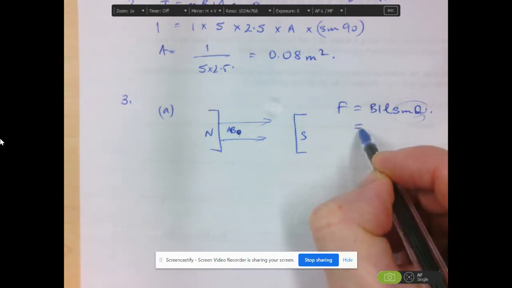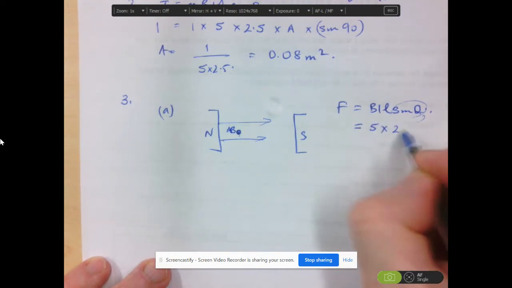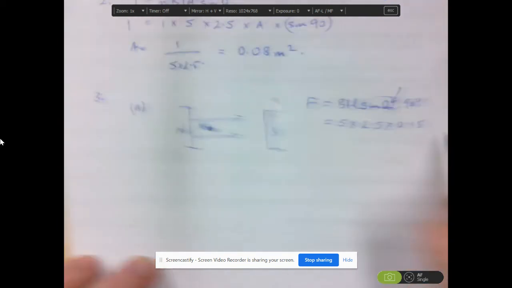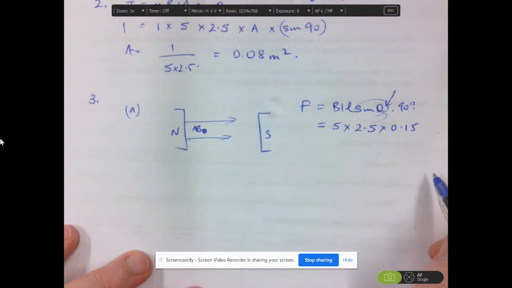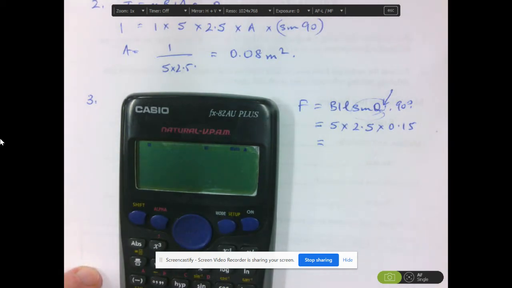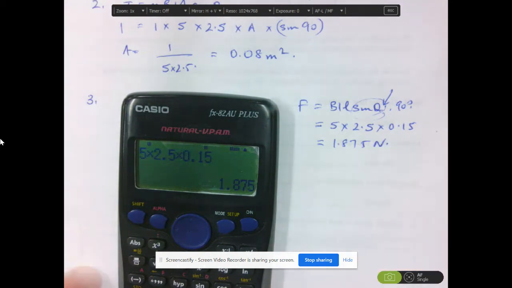So B, in this case, is 5 Tesla. The current is 2.5 amps. The length of AB is 15 centimeters, so 0.15, and we know that this is 90 degrees, so it's sine of 90, and therefore I'm omitting it. Popping it in, we've got 5 times 2.5 times 0.15, and that would give us 1.875 newtons. Okay.